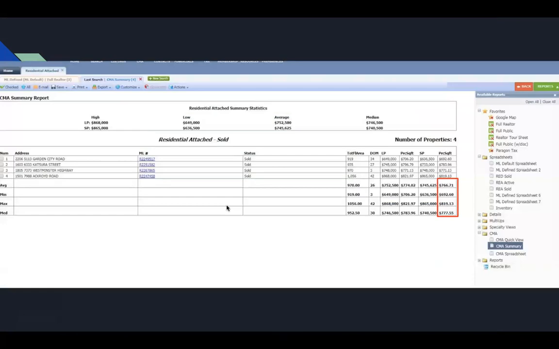So after that, you get 4 listings. After you pull all the information, you can go to the right side. There's a green button that says report. You go to CMA, and then you click on CMA summary. After the CMA summary, you will see on the right here the maximum, average and minimum per square foot sold. So you can use that information to calculate the listing price.